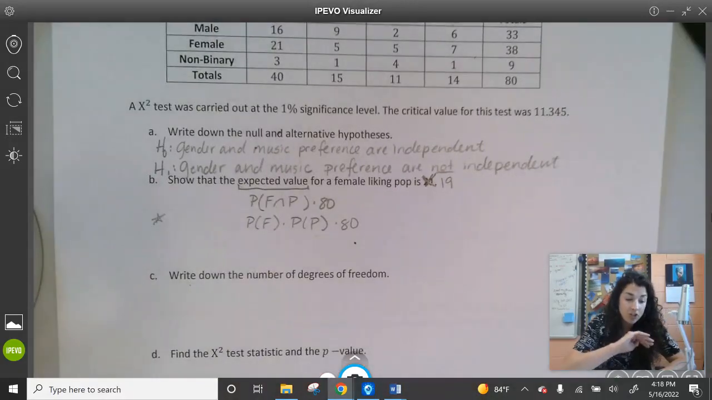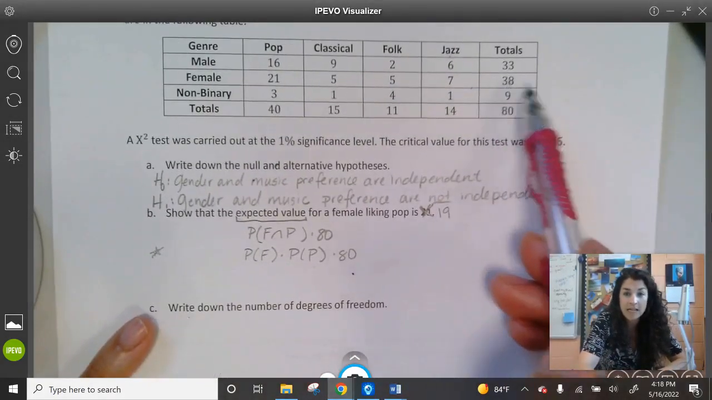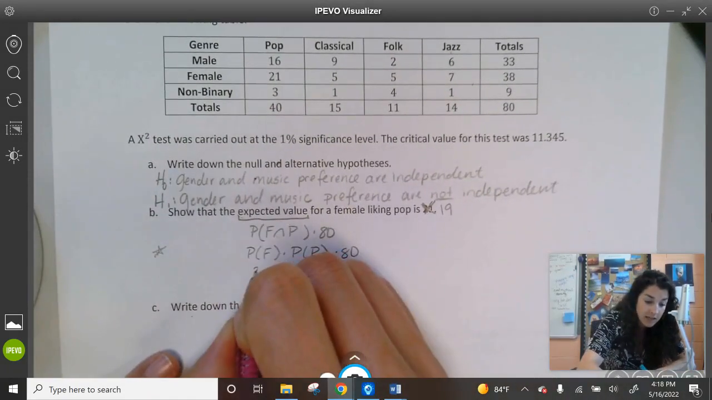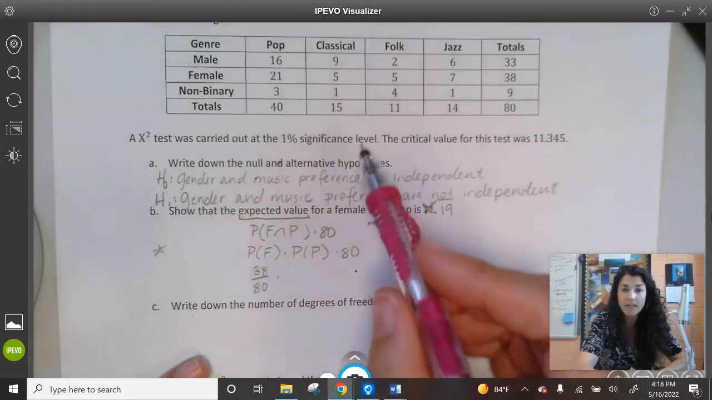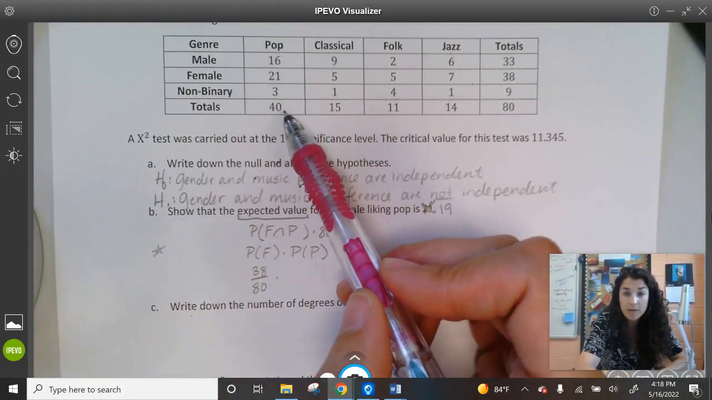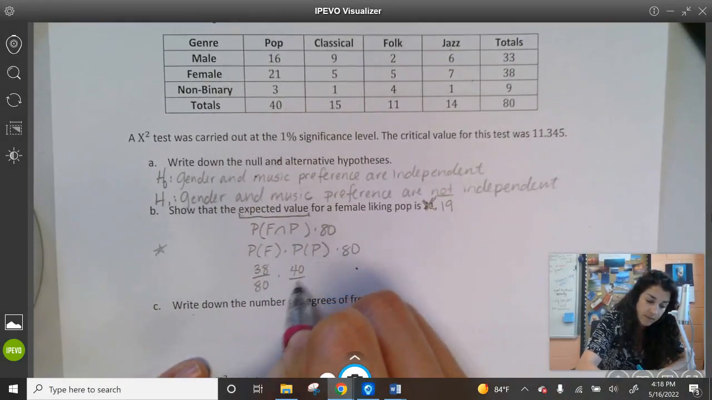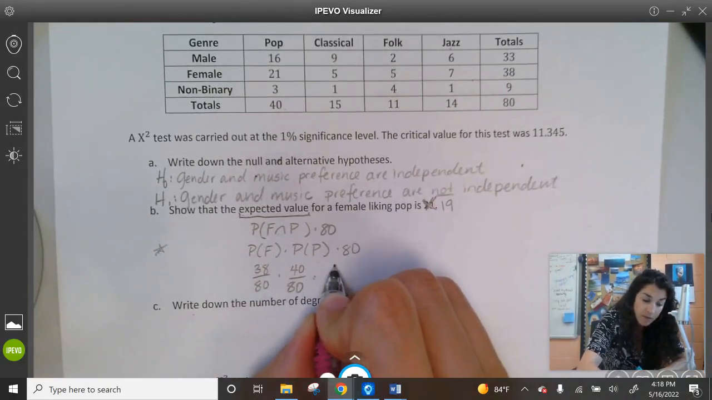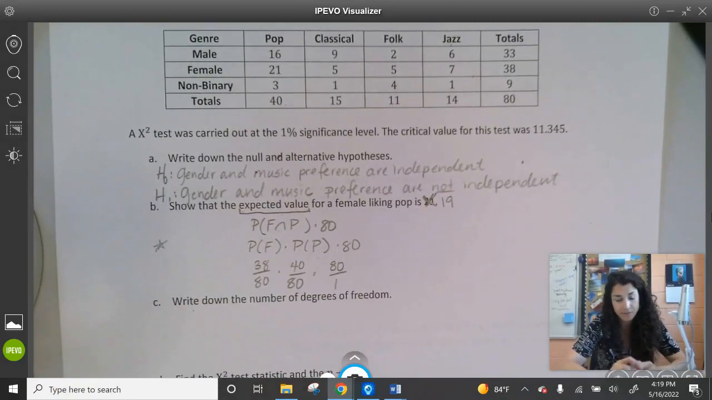So for the probability of just being a female, you have to look at the total number of females, 38, and put it over the total. The probability of being a female is 38 out of 80. Then the probability of liking pop, that's a total of 40 people who like pop, so 40 out of 80. And then I would multiply it by our total number of people because we're looking for expected value. I'm going to put it as 80 over 1.